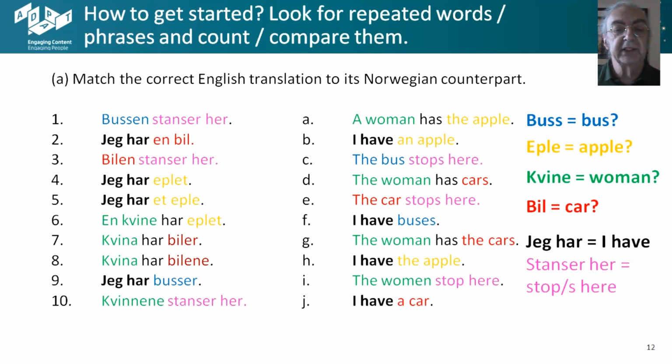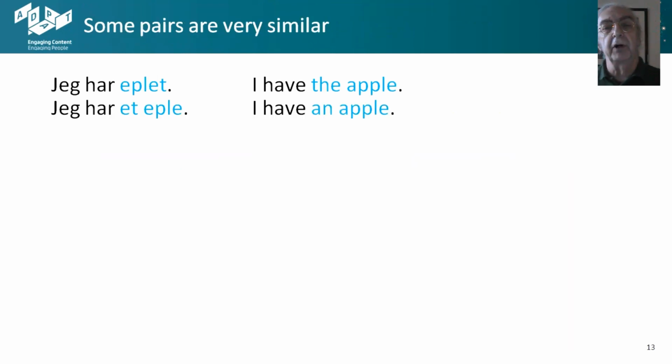And while we're at it, we can also notice that jeg har means I have. Actually, har in general means have. And stanser her means stops here. Again, just by counting the examples. So that's only a part of the problem. We still have to match up the exact couples, and some pairs are very similar.